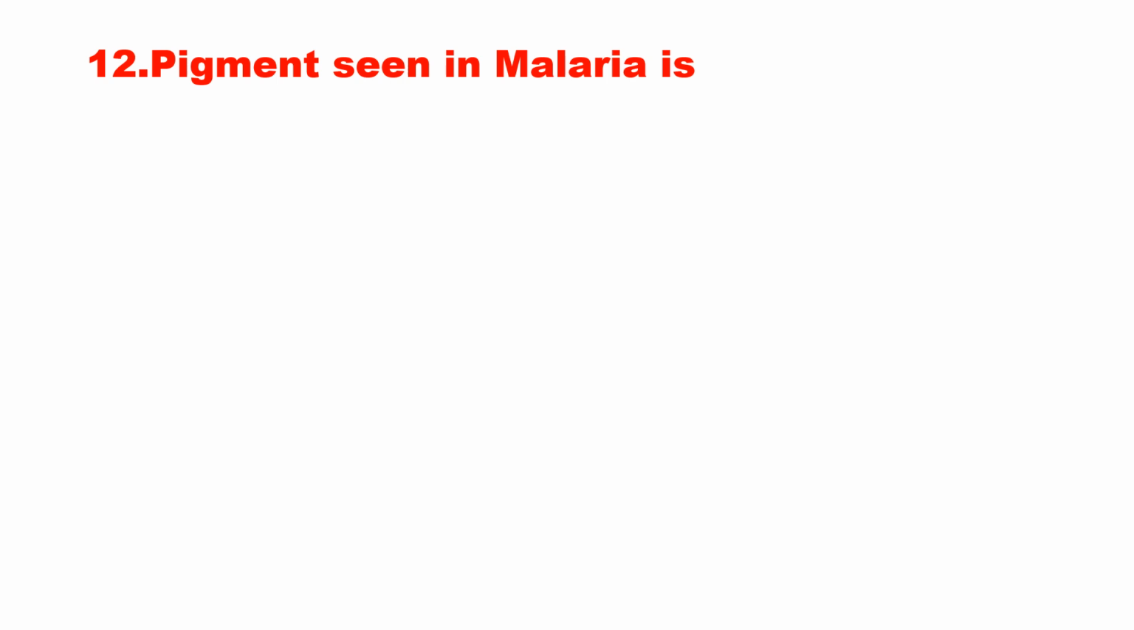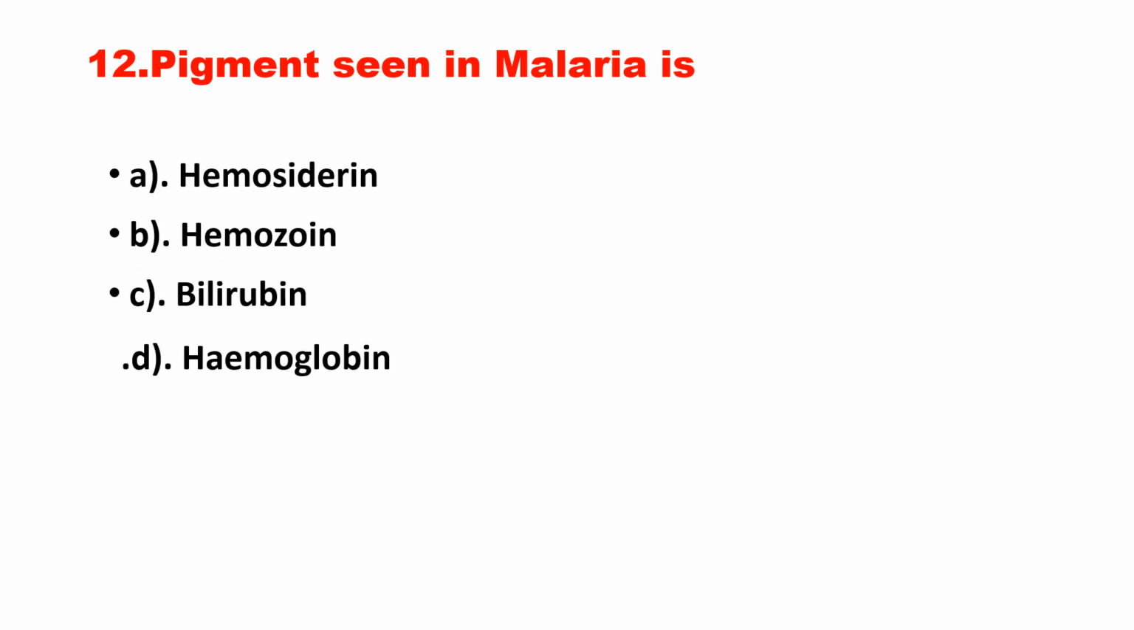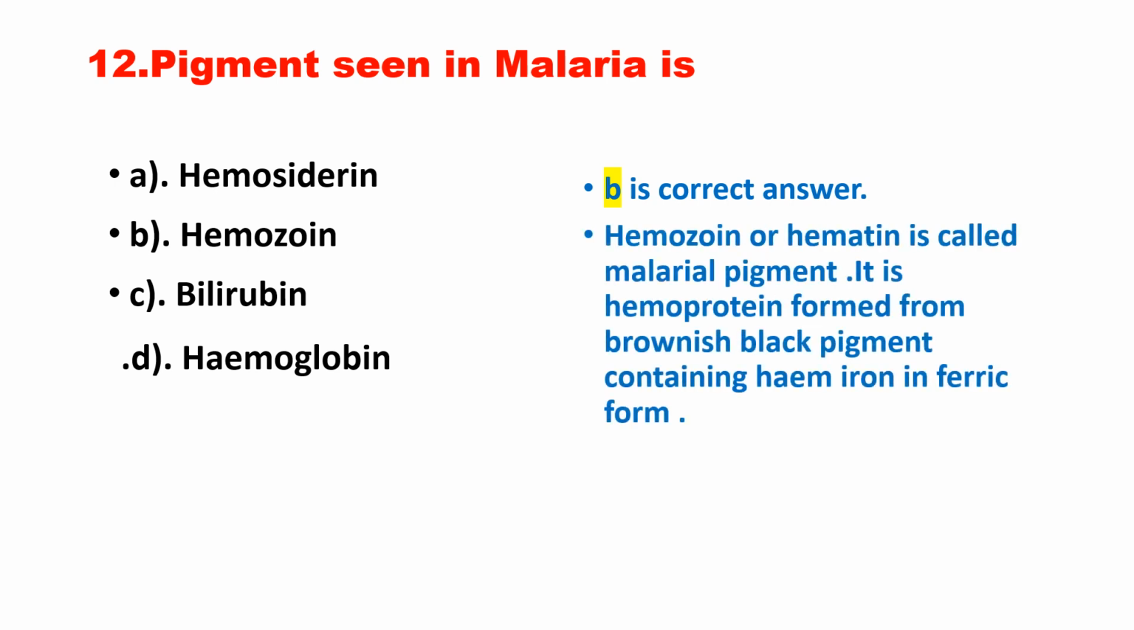Pigment seen in malaria is hemosiderin, hemozoin, bilirubin, hemoglobin. B is the correct answer. Hemozoin or hematine is called malarial pigment. It is a hemoprotein formed from brownish black pigment containing heme iron in ferric form.